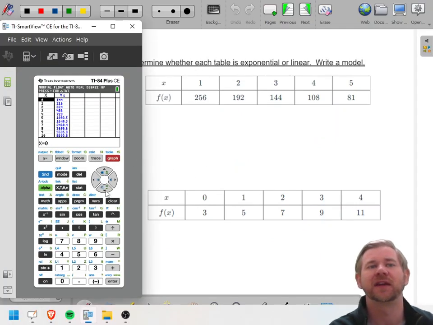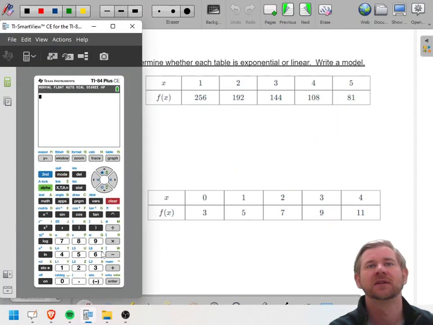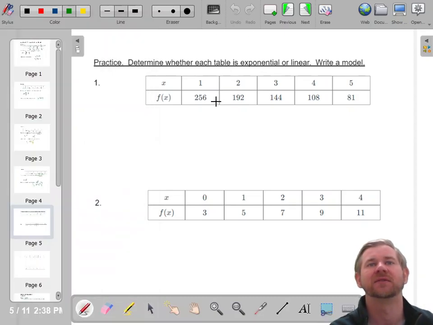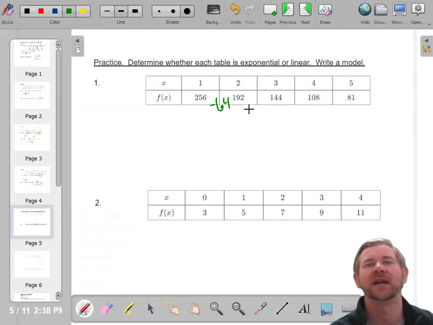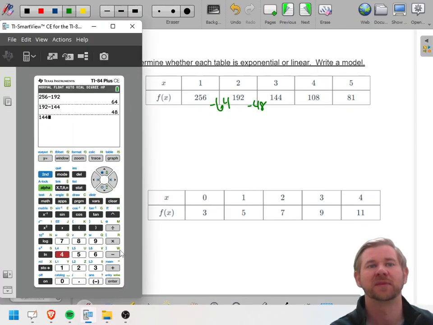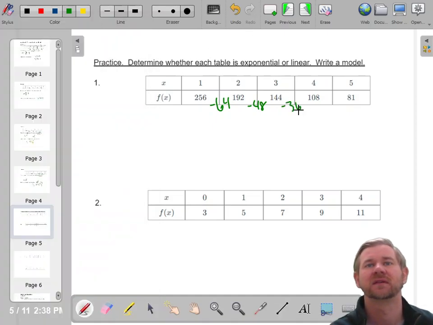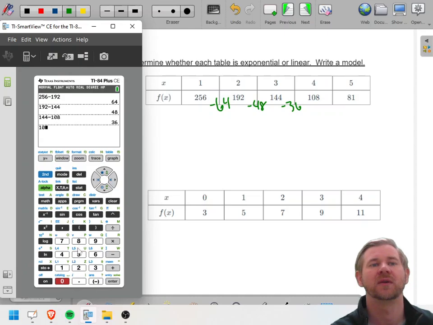First thing, I'm going to figure out how this is changing. So 256 minus 192, it went down 64. 192 minus 144, it went down 48. So I immediately know this is exponential because it's not the same both times. 36, and then I'll do one more. 108 minus 81 is 27.